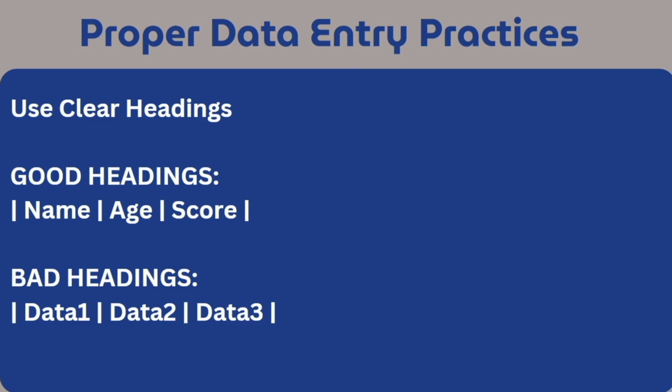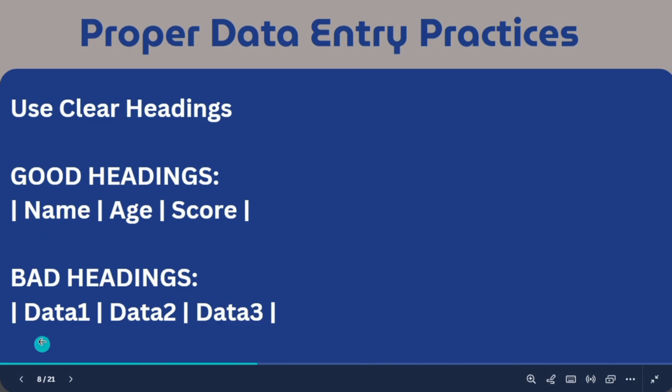Now, proper data entering practices. Use clear headings. That's the first thing. Make sure your heading is very clear. A good heading is something that has a name like this: name, age, score. So anybody that is entering values knows that on this column I'm meant to enter name, and that person knows that on this column I'm meant to enter age.